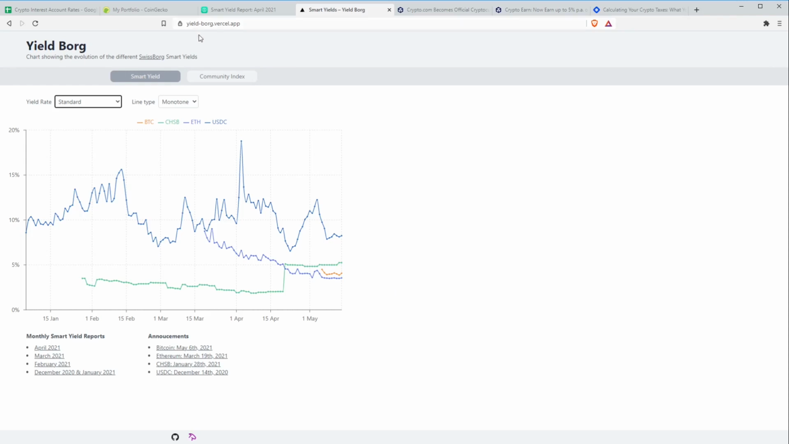But worth bookmarking this site. They also have the links to the smart yield reports we just mentioned here, and various announcements and stuff like that. So a really good site, well worth bookmarking if you use Swissborg.